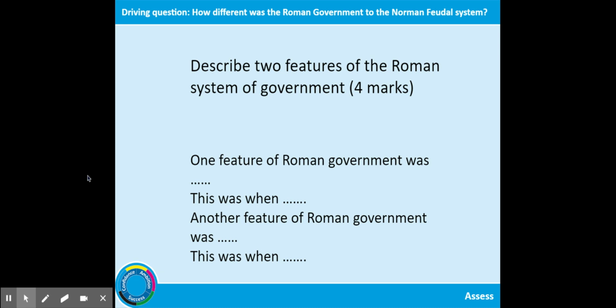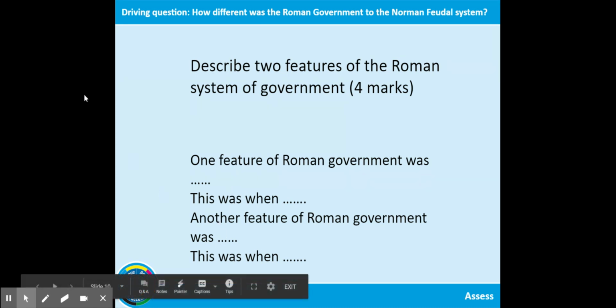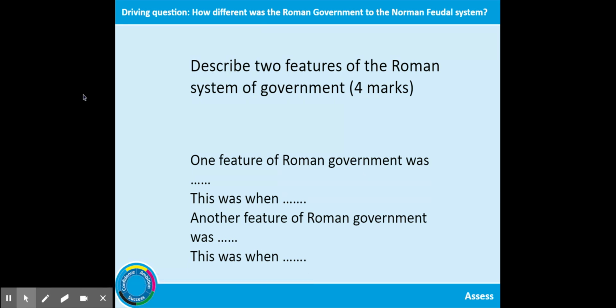Now for your exam question. The exam looks like this. All you have to do is complete these sentence starters. This is found on the Google document called exam question.